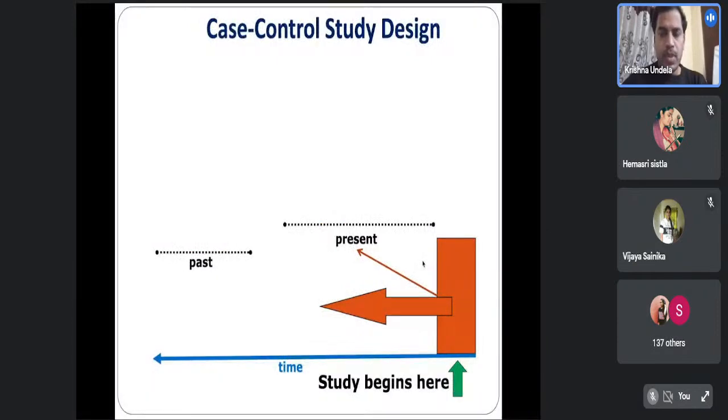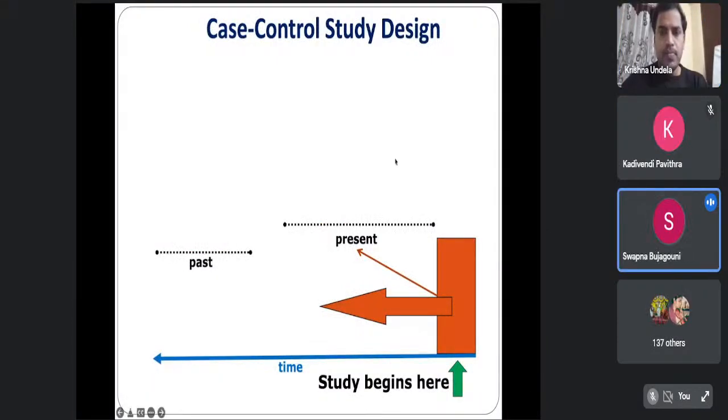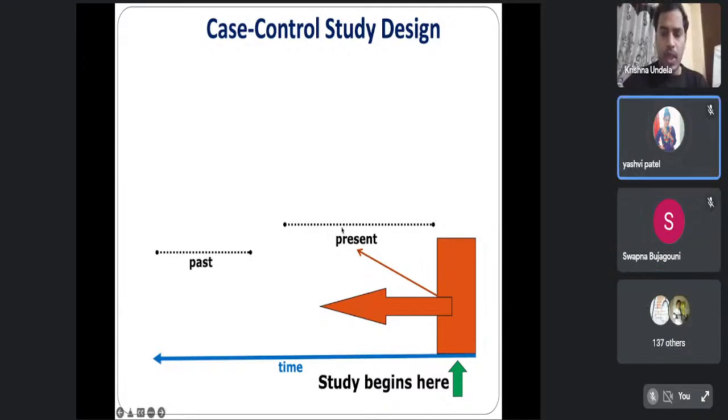Now you are able to see my screen. Can you? Yes, sir. Okay, you are able to see my screen.